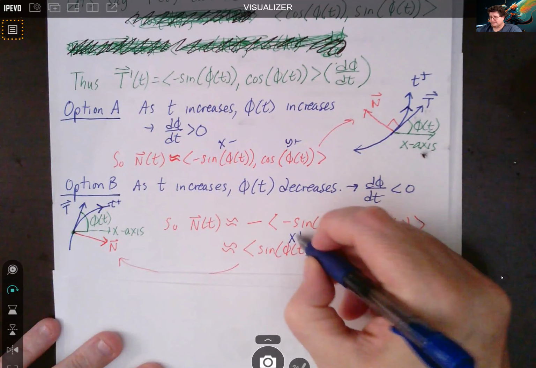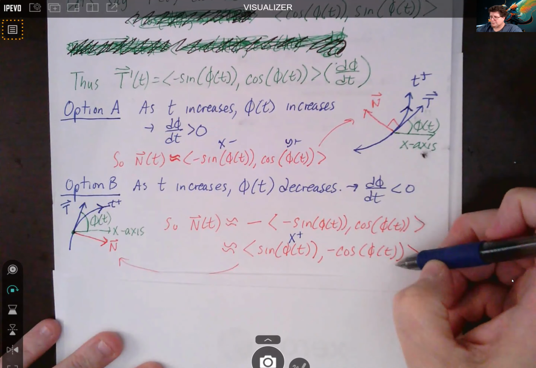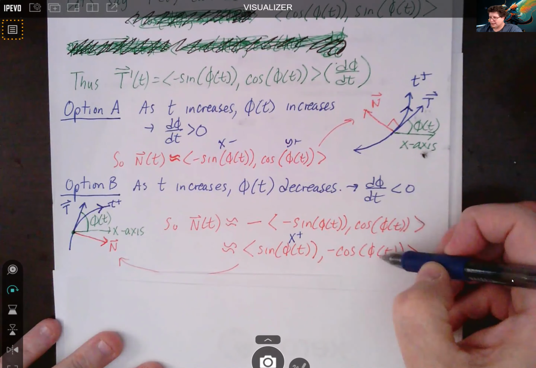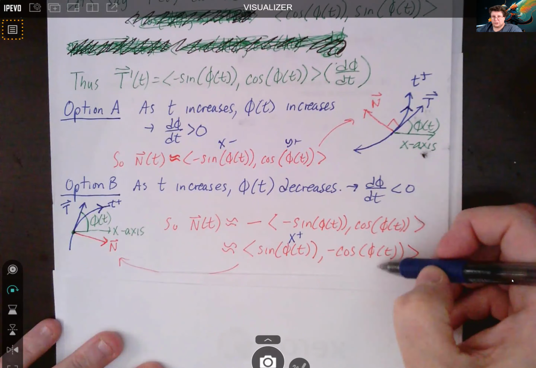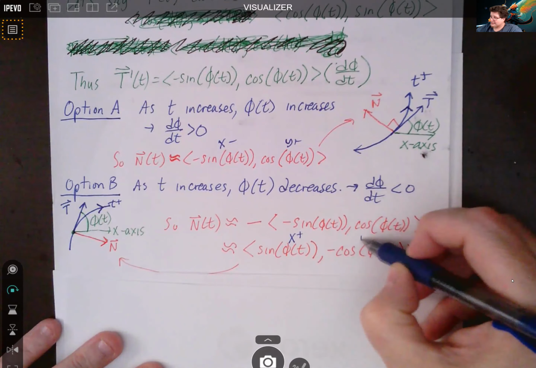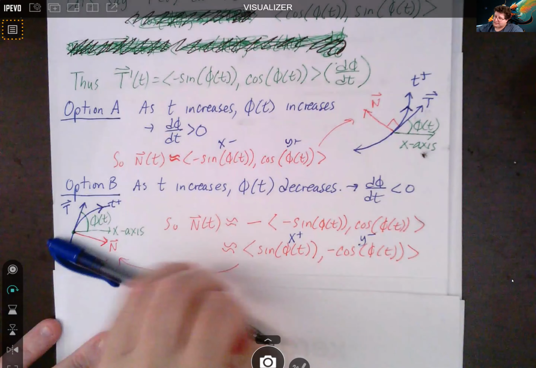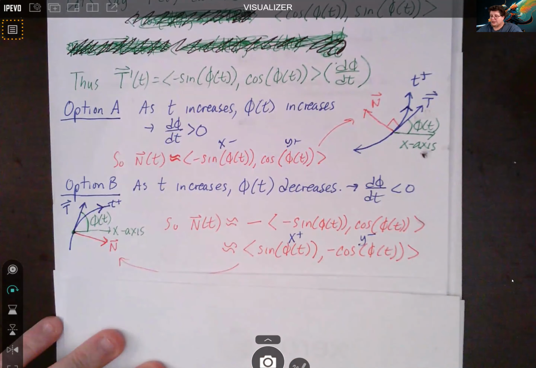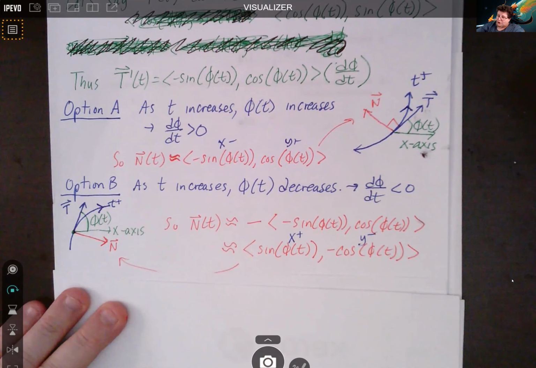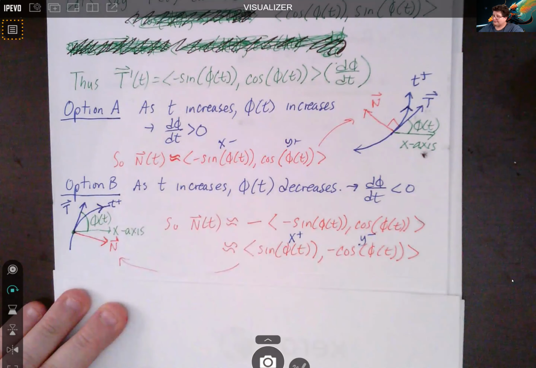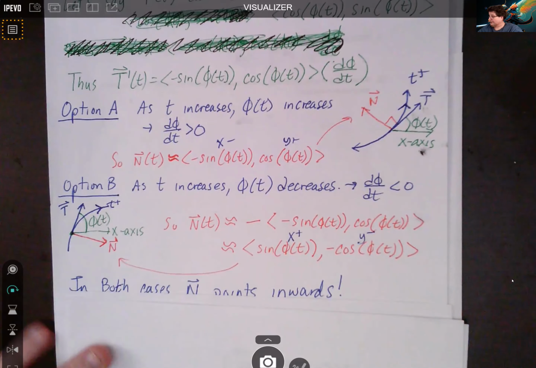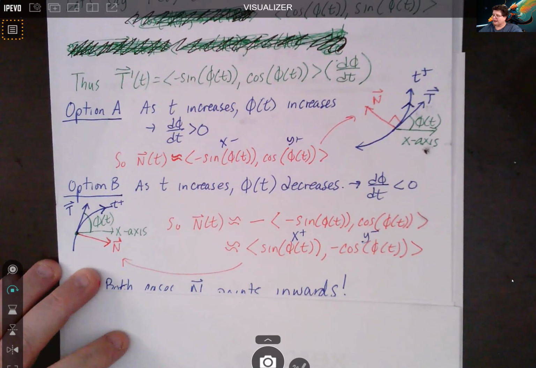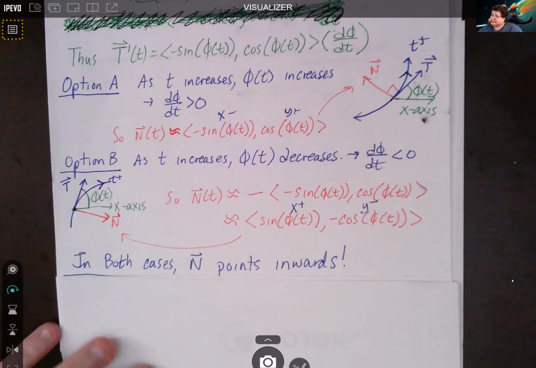X is positive. We do the same with cosine. Cosine's positive here, but now it's made negative by this d theta being negative. Whatever value y was, it's now got a negative scalar multiplier on it. So y is negative. So x is positive that way, but y is downward. We have something pointing inward. The normal vector is pointing inward along the curve again. This happens in every case. N points inward along the curve. We will study curvature in 12.5, but it's good to know how that works.